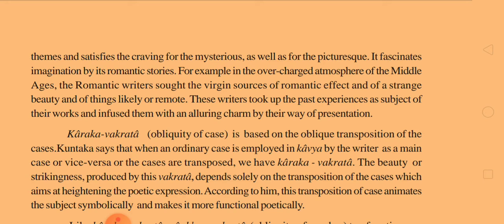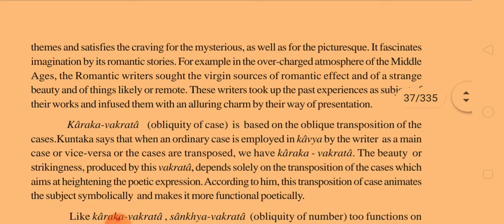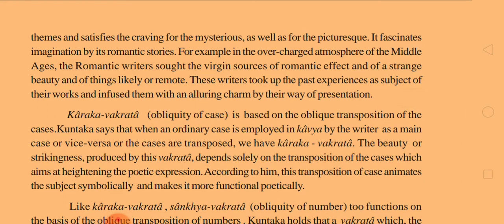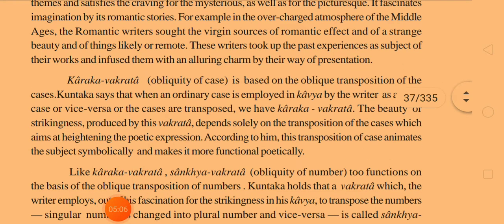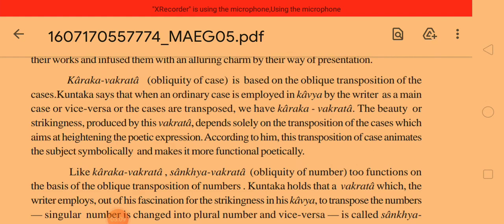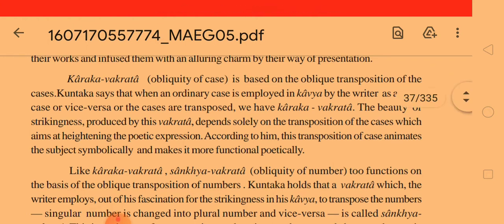Karaka Vakrata, obliquity of case, is based on the oblique transposition of the cases. Kuntaka says that when an ordinary case is employed in Kavya by the writer as a main case or vice versa, or the case is transposed, we have Karaka Vakrata. The beauty or strikingness produced by this Vakrata depends solely on the transposition of the cases, which aims at heightening the poetic expression. According to him, this transposition of case animates the subject symbolically and makes it more functional poetically.